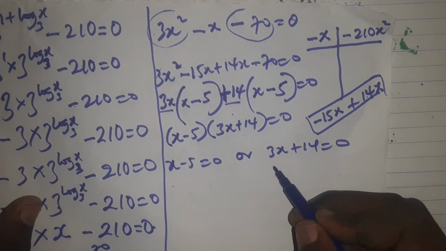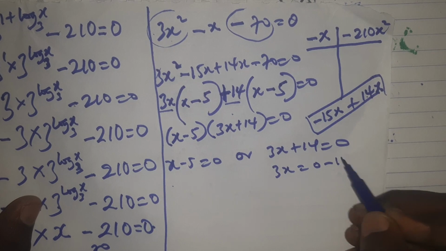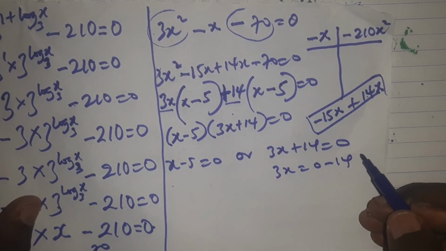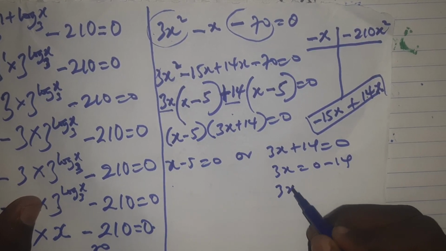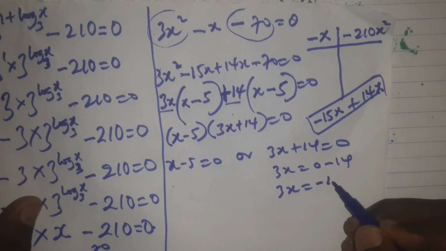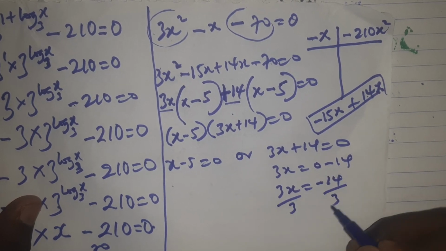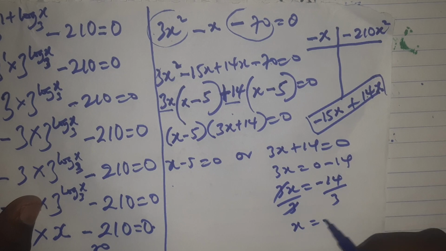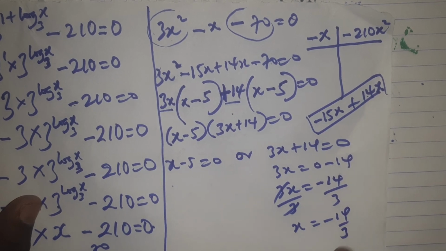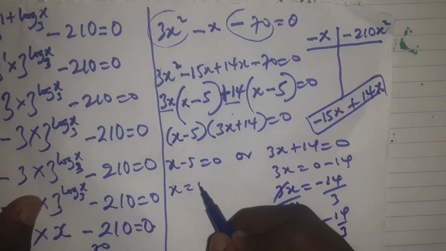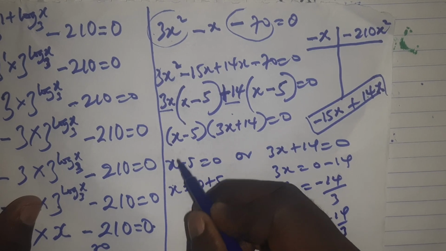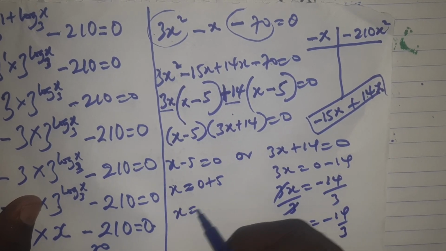And then solving this, you have 3x equals 0 minus 14. Of course, you're moving plus 14 to the other side. You have 3x equals 0 minus 14. You're left with minus 14. Divide both sides by 3. You have x equals minus 14 over 3. That's the first value. Or you just have x equals 0 plus 5. Of course, minus 5 becomes plus 5, and x equals 5.